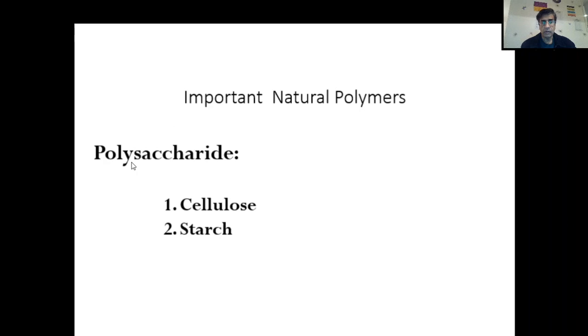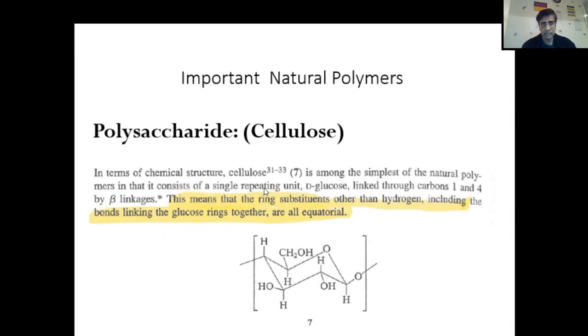Now amongst the polysaccharides, the two important polysaccharides we're going to study in more detail are cellulose and starch. As the name says, cellulose comes from nature, a plant source, and the structure is given to you here. This is a glucose structure, the cyclic six-member ring. You should all know the glucose structure, right? I'm not talking about how this glucose structure forms.